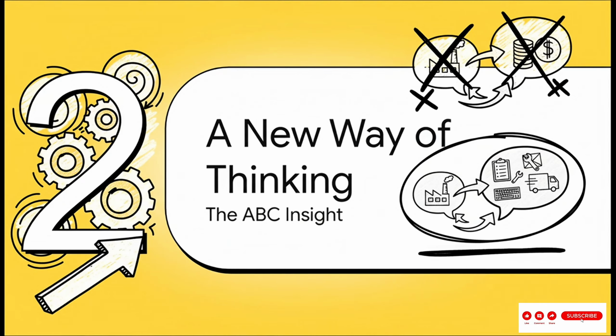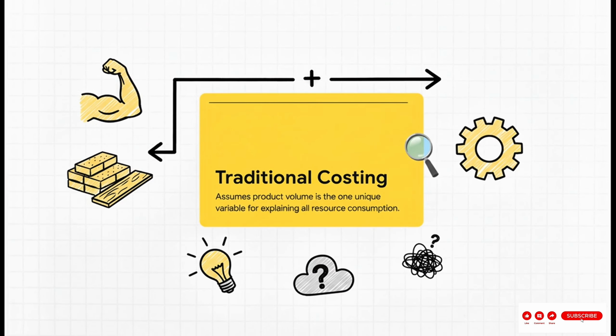Okay, so that's the problem. Now for the solution: a new way of thinking. And this isn't just a small tweak, it's a complete shift in how we look at the connection between our costs and our products. See, the old way, traditional costing, is super simple. It just assumes that your products directly eat up your company's resources. You make a thing, you attach the cost of labor and materials directly to that thing. Easy, right? Well, yeah, but that only really works for the obvious direct costs.